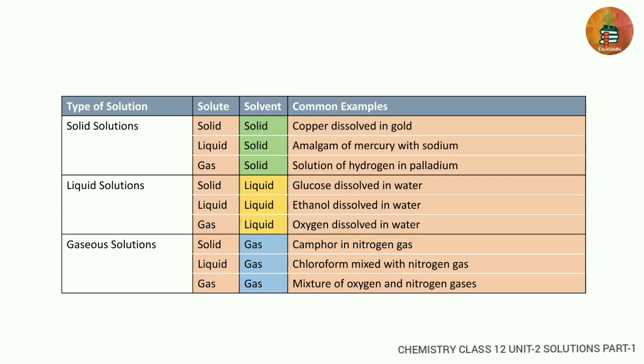To remember these examples easily, you can use a trick. In the case of liquid solution, always take the solvent example, that is liquid example, as water, and in the case of gaseous solutions, you take the gaseous solvent always as nitrogen gas, and you have to remember only the solute part. If it is solid, here it's glucose; if it is liquid, alcohol; if it is gas, oxygen. And here solid is camphor, here it's chloroform, and here it is both the gases, oxygen and nitrogen.